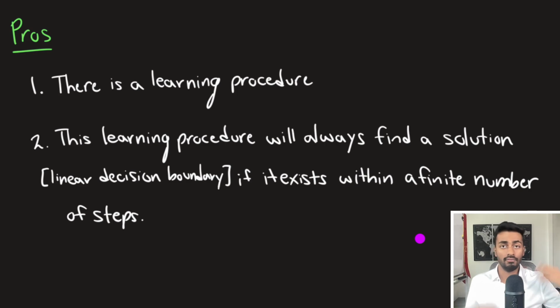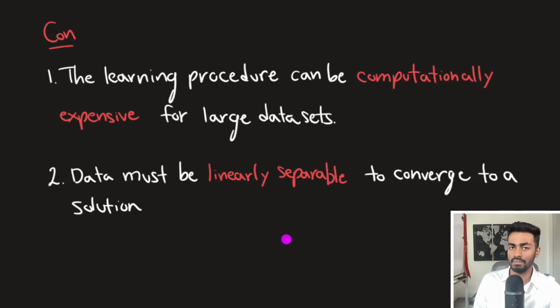Now, a pro here is that we have a learning procedure. It's great. And this learning procedure will always find a linear solution, that is a linear decision boundary, if it exists within a finite number of steps. But the con here is that the learning procedure can be computationally expensive for large data sets. It's a long process. And the data must be linearly separable in order to converge to a solution. Because if it's not linearly separable, you can imagine that the perceptron algorithm will loop forever.